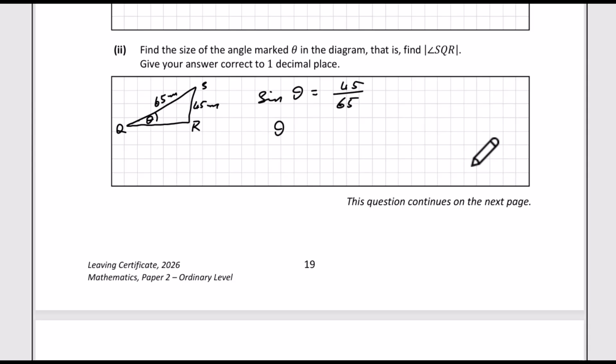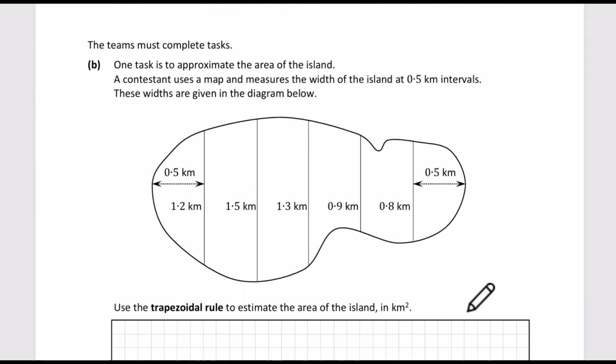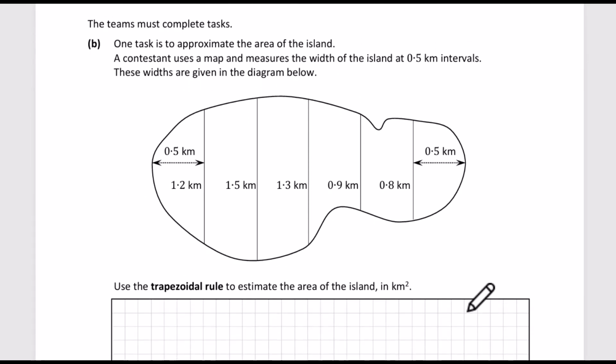So the way you find theta then is just to find the sine inverse of 45 over 65. Again, just make sure your calculator is in degrees mode. So we've got theta then equal to 43.81306 and so on. We've got to give theta to 1 decimal place, so it's just 43.8 degrees. Okay, next one.